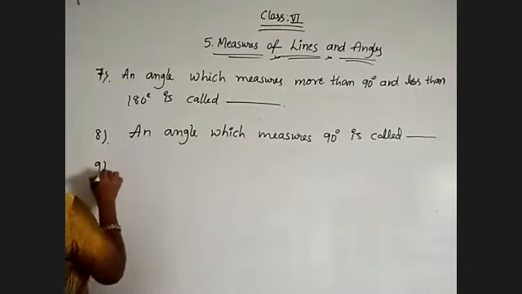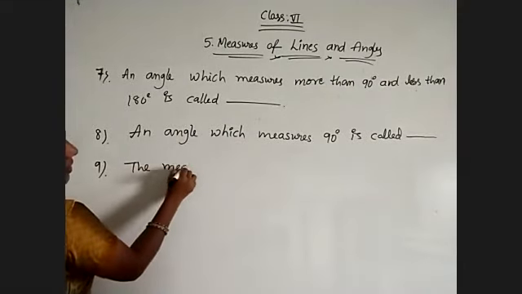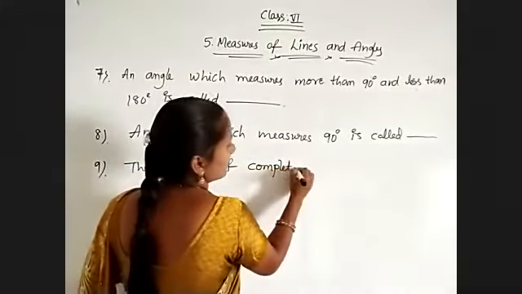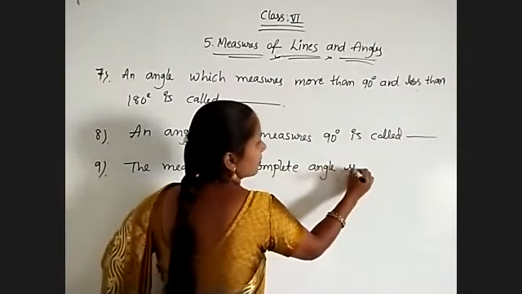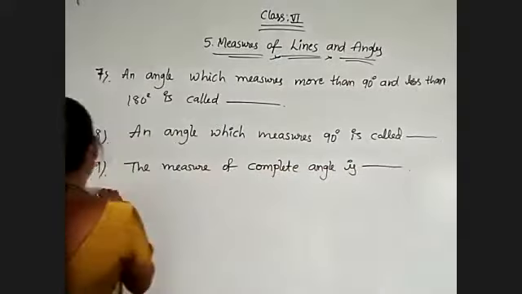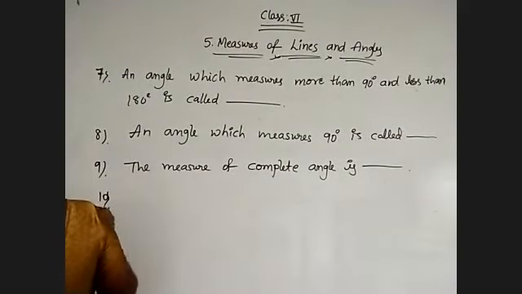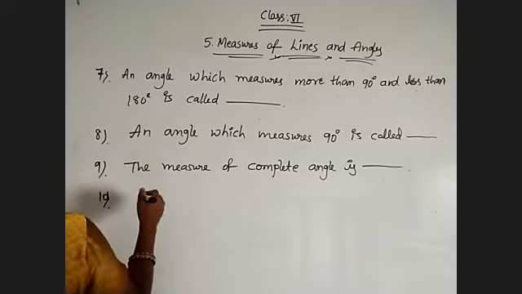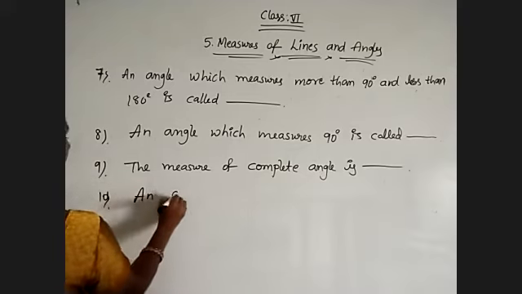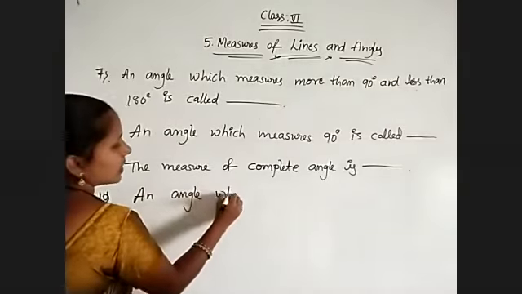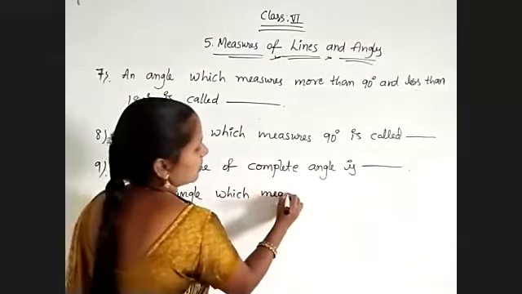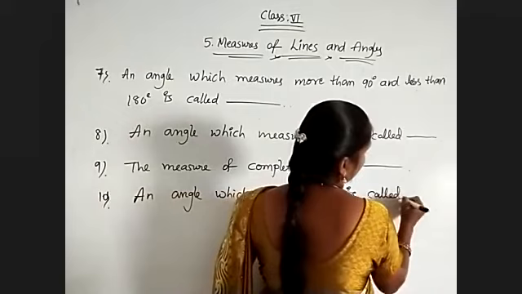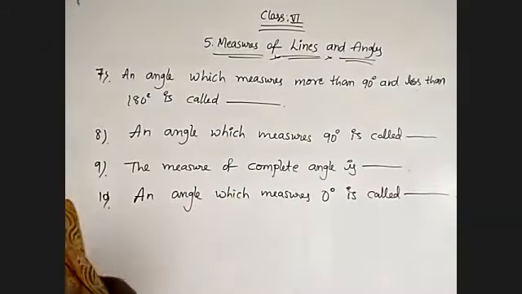And next, the measure of a complete angle is dash. And next question. An angle which measures 0 degree is called a dash. Okay, observe, these are the remaining questions.